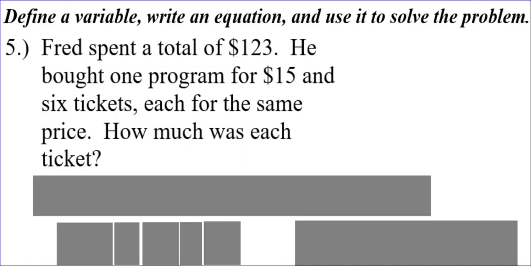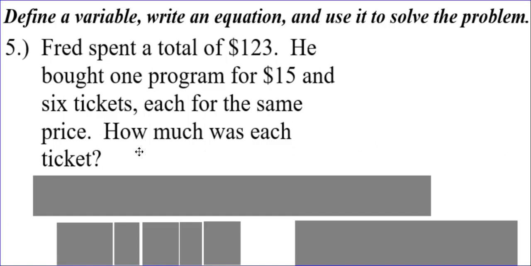All right, let's finish this video by doing 2 more problems together. We'll look at number 5, then we'll look at number 6. The directions, once again, are wanting us to define a variable, write an equation, and use it to solve the problem. So let's read all of number 5, then we'll come back and we'll do the other parts. Fred spent a total of $123. He bought 1 program for $15 and 6 tickets each for the same price. How much was each ticket?